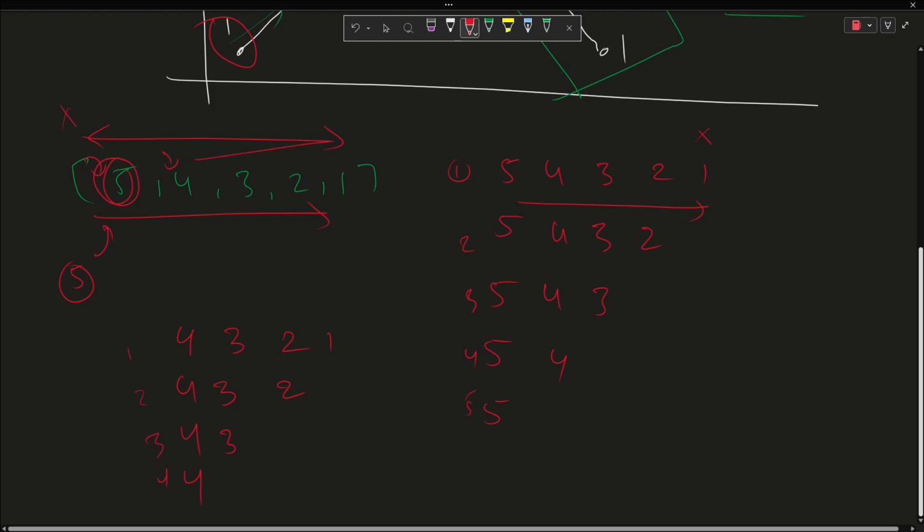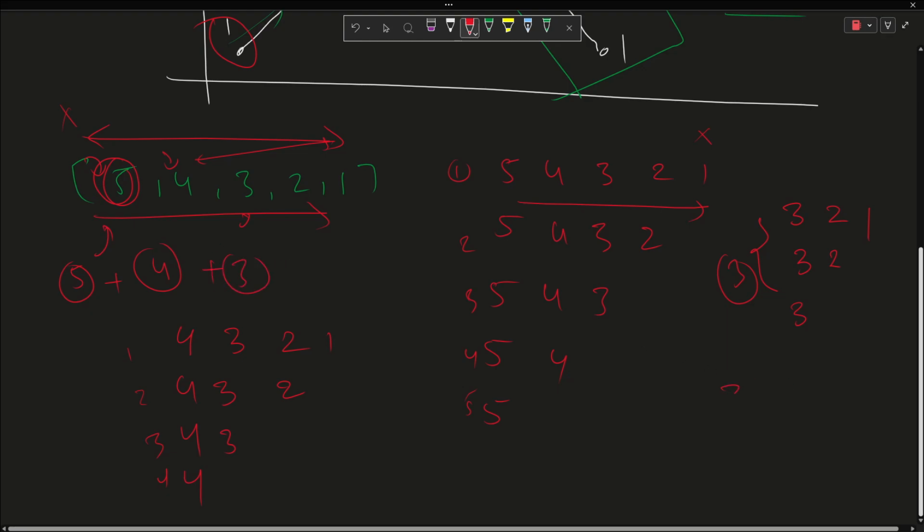From here to here, we can have 4 more. Now, let's exclude 5 and 4 and start with 3. So we'll have 3, 2, 1. Then, if we remove 1, it will become 3, 2. Then we'll have 3. So the count here is 3.